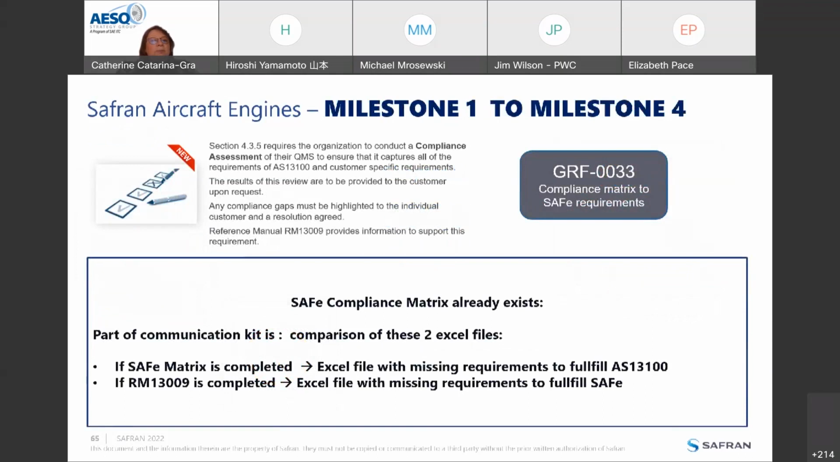So of course, today we are requiring to conduct a compliance assessment. Our compliance matrix, which was called GRF 0033, was working the same way for us. So for our supply base, it won't be very difficult because it's quite similar. And also, of course, we are working on a communication kit to that supply base in order to compare, as I mentioned before, the two matrices and detail what is more on one side and what is more on the other side. So we will be able to just ask you the difference if you have already signed one of the two documents. Next, please.